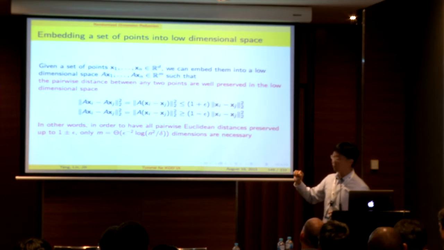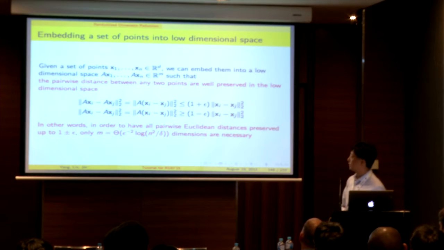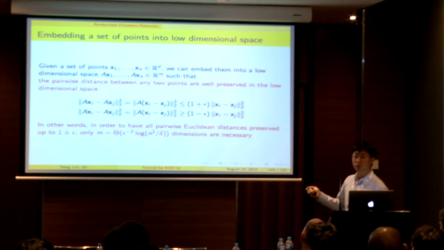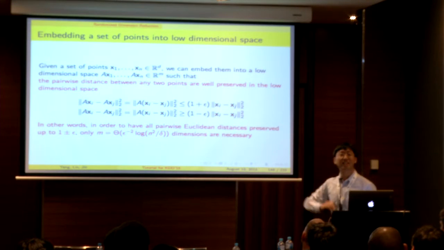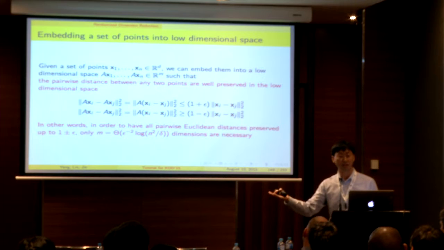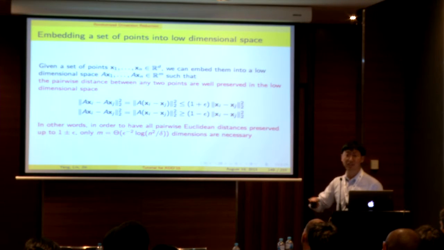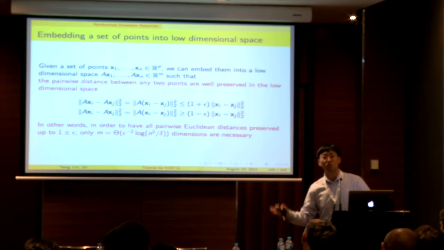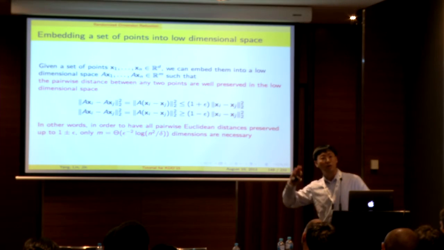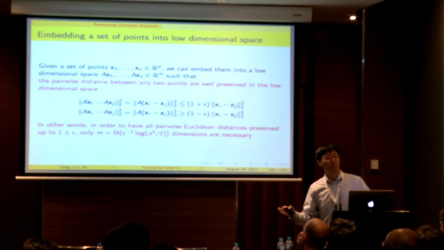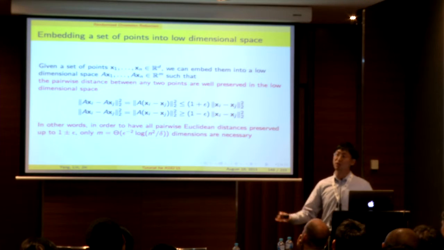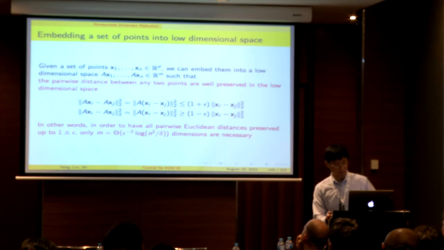And one thing I want to emphasize here is that, in order to guarantee the pairwise distance is preserved within this epsilon accuracy, this is the value for the reduced dimension. Importantly, this reduced value is independent of the original dimension d. So if you have very high dimensional vectors for the original data, you can reduce to a very low dimension, independent of d, and reduce the size of the data dramatically.